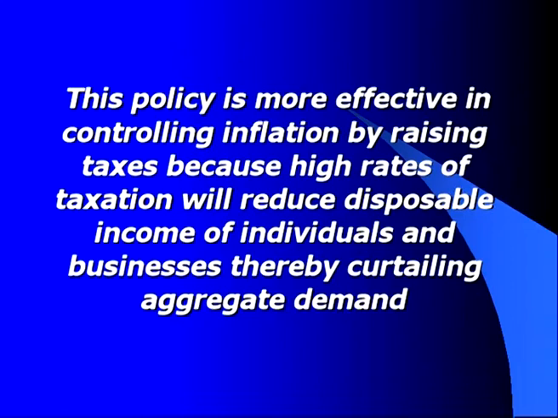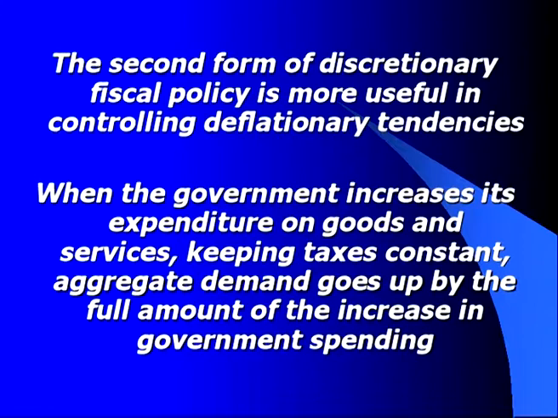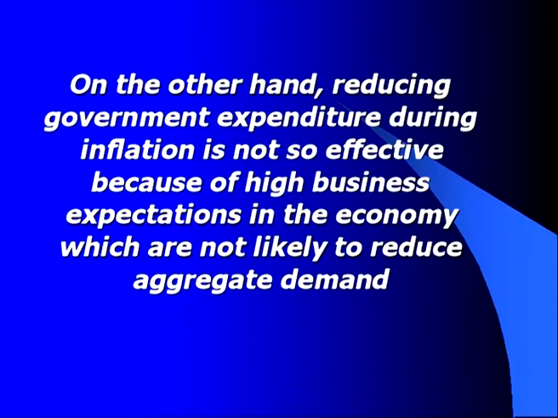This policy is effective in controlling inflation by raising taxes, because high rates of taxation will reduce disposable income of individuals and businesses, thereby curtailing aggregate demand. The second form of discretionary fiscal policy is more useful in controlling deflationary tendencies. When the government increases its expenditure on goods and services, keeping taxes constant, aggregate demand goes up by the full amount of the increase in government spending. On the other hand, reducing government expenditure during inflation is not so effective because of high business expectations in the economy, which are not likely to reduce aggregate demand.